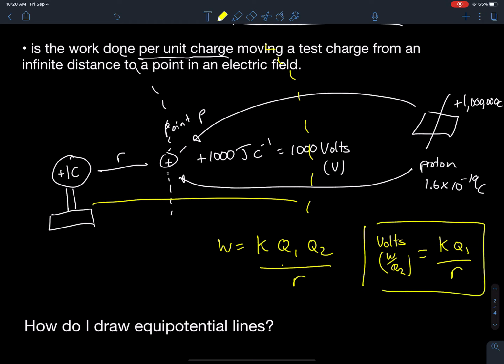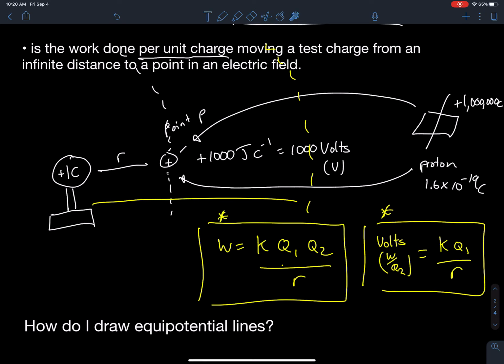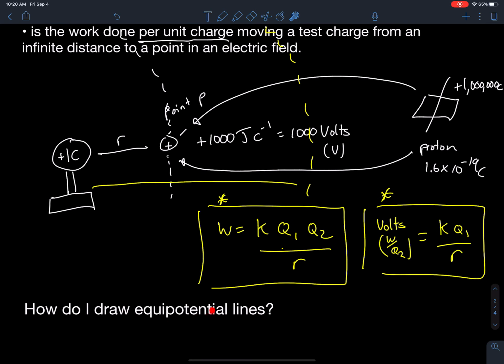And you have this equation in your data booklet. So try to find these equations in your data booklet. So that's what voltage means. The voltage at a specific point, the electrical potential, is equal to K, Coulomb's constant, times Q1, the central object creating an electrical field, divided by any distance around it. So I can calculate any voltage around that object, and I can map it out. Once I use this formula, I can create something called equipotential lines.